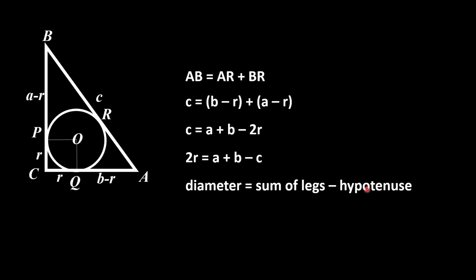So this is what we were asked to prove, that the diameter of the circle is equal to A plus B minus C, that is altitude plus base minus hypotenuse. And this is what we have got: diameter equal to altitude plus base minus hypotenuse.